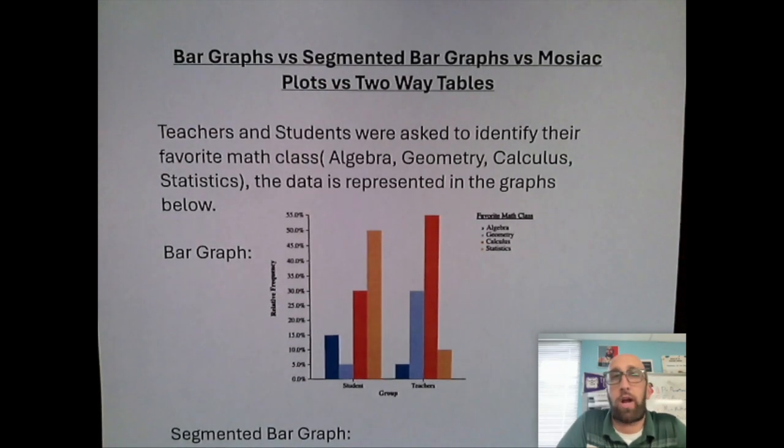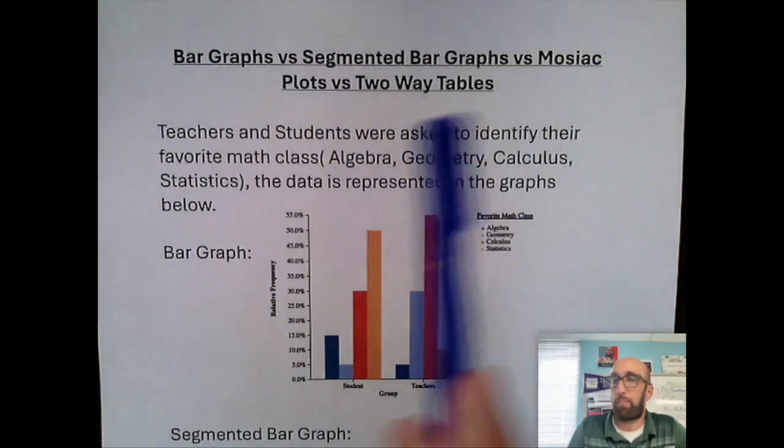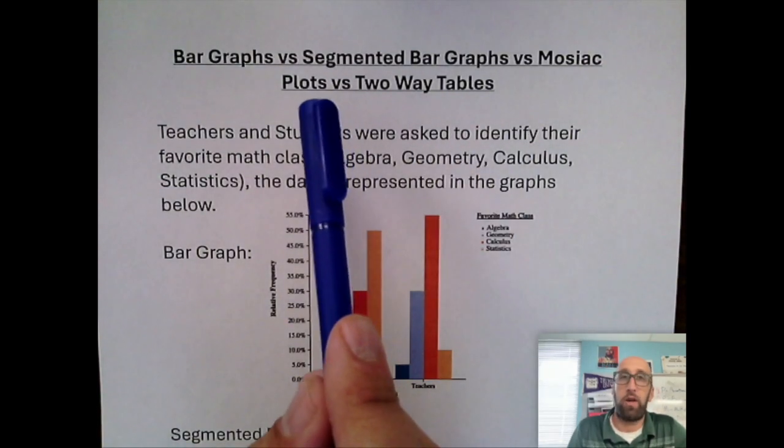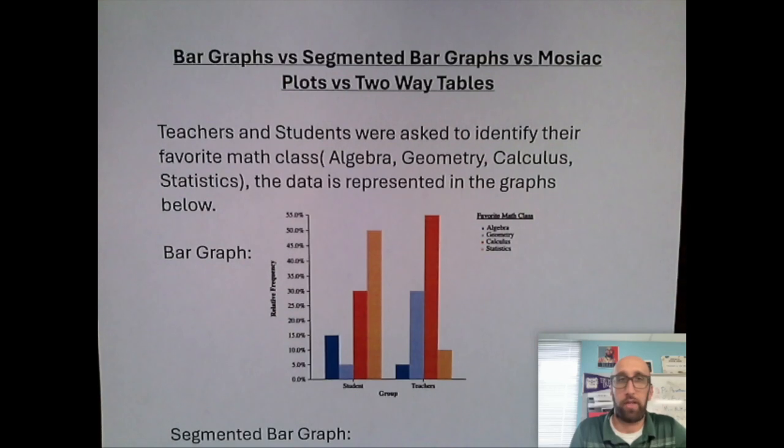Now, some of these graphs, the first two, I think are stuff that most students have seen before. They understand them. It's the back two, the mosaic plot and the two-way tables, that are a little bit kind of fresh. So I just want to talk about those, make sure we understand them and how to read them.